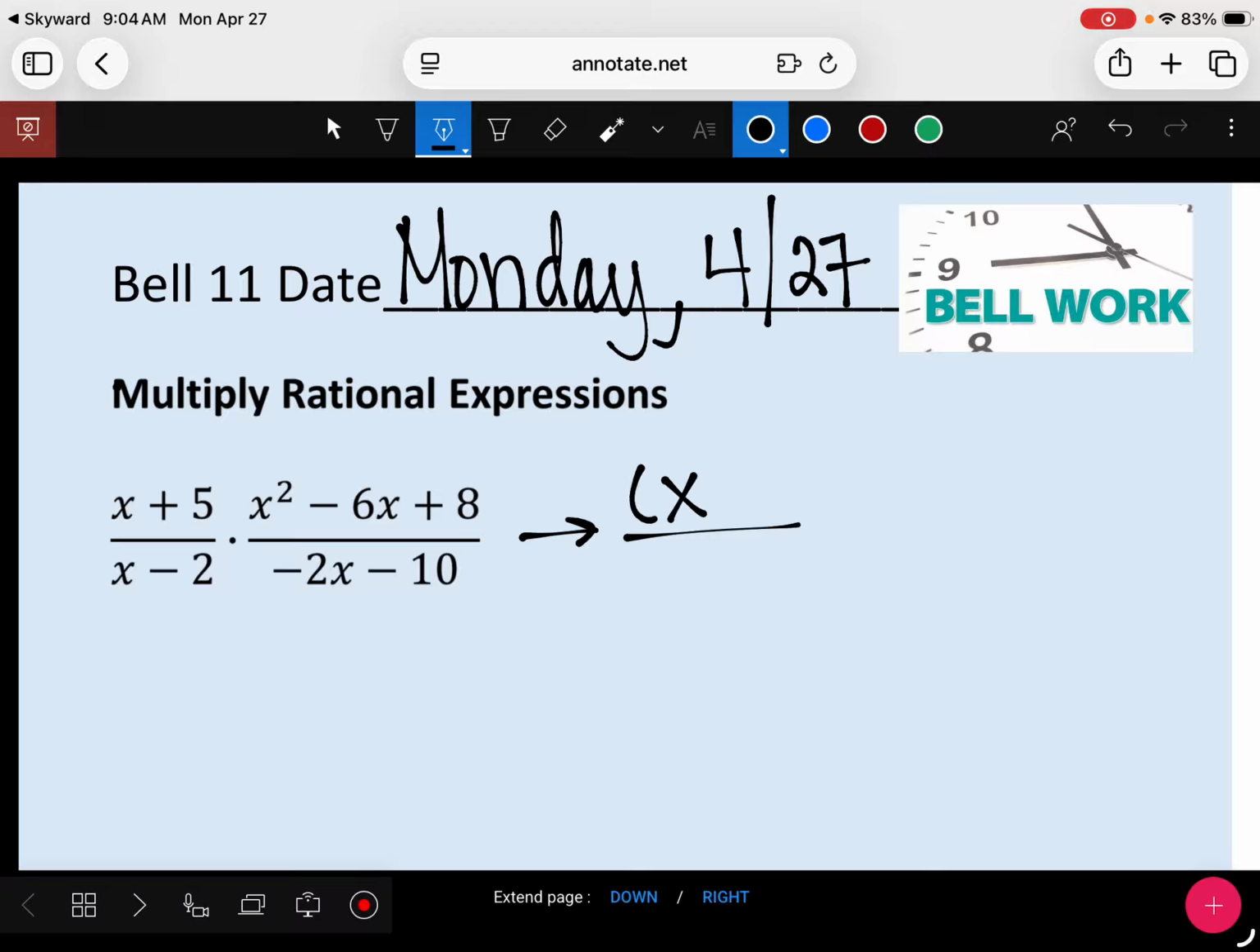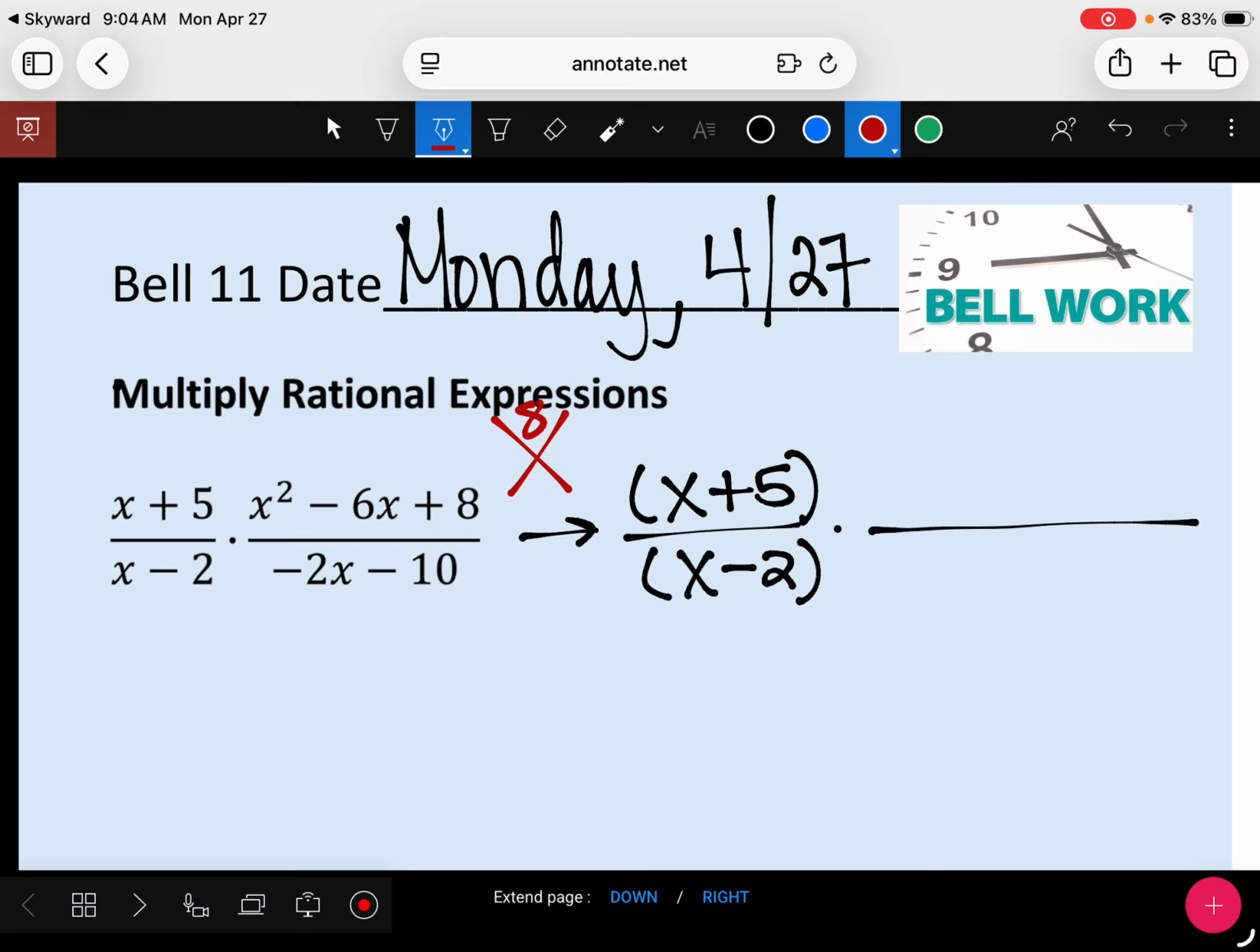The first fraction is already simplified. The second fraction, we need two numbers that multiply to 8 and add to -6. Two numbers that multiply to be a positive 8 and add to -6. -4 and -2, yep.